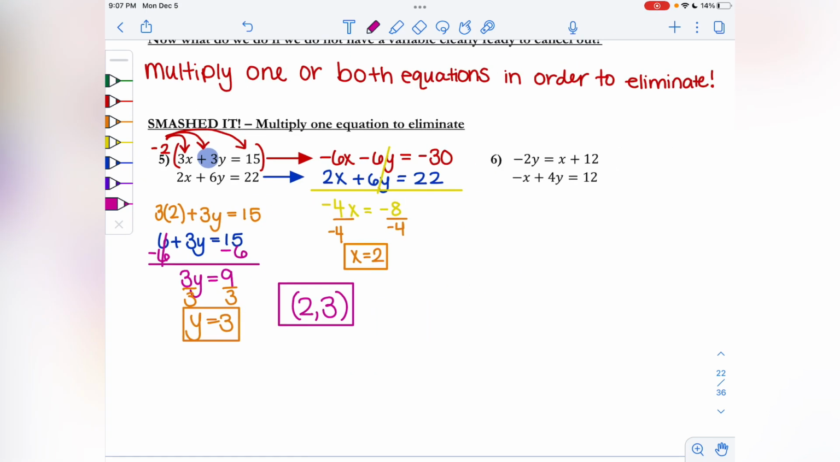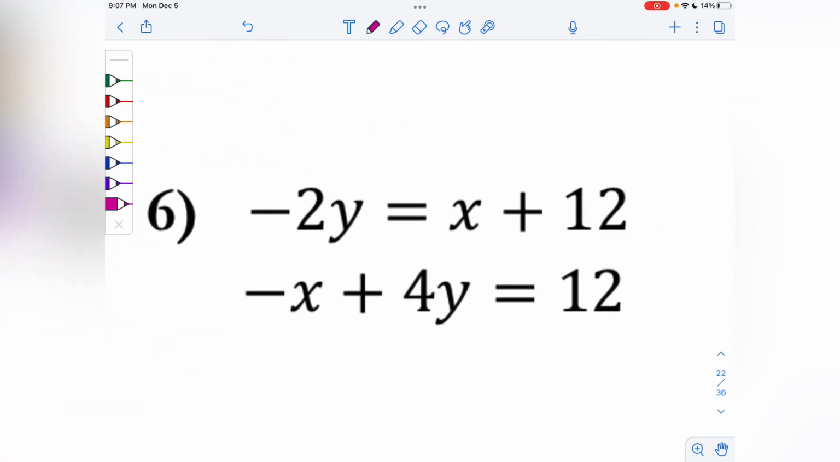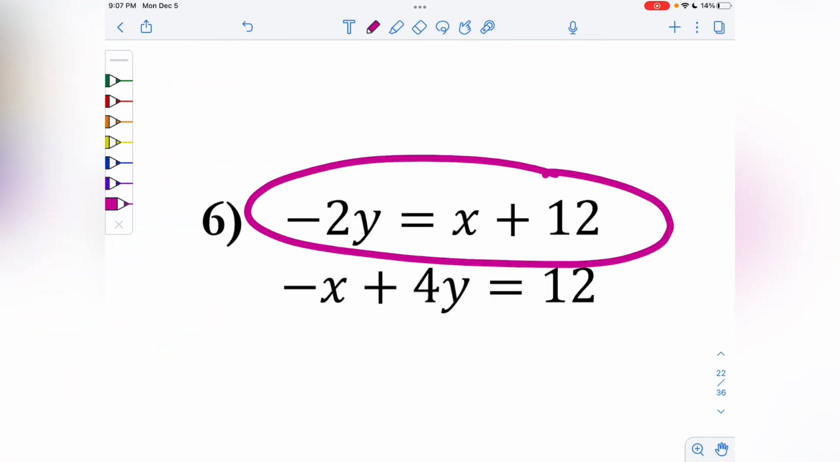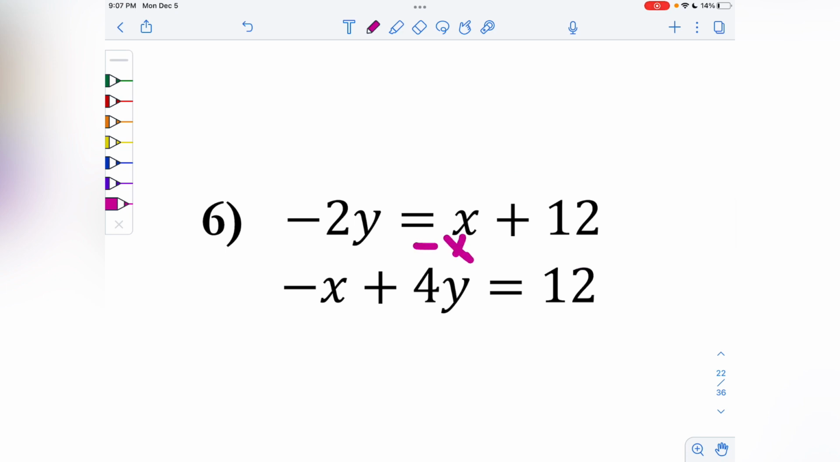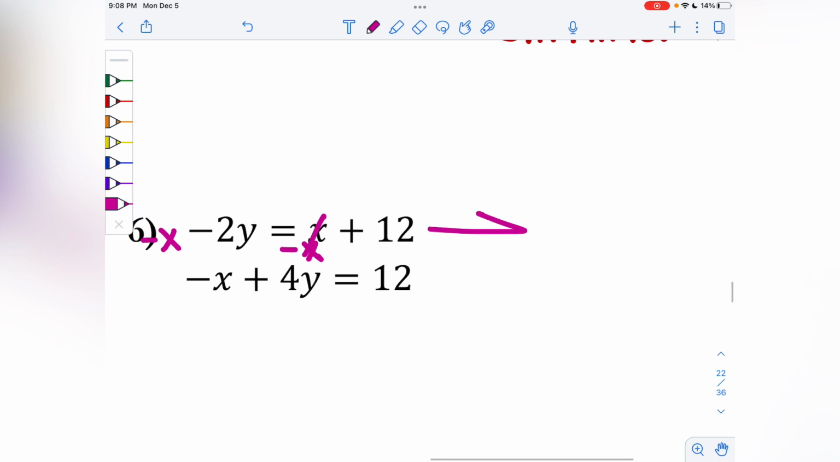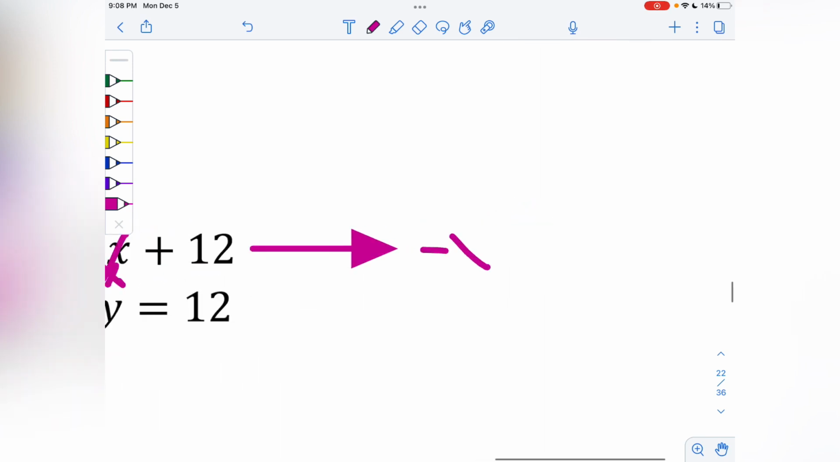All right, let's do this again. This next one is smashed it because I have to rearrange it. So let's do that first. I have to rearrange this equation because the x and the y are not on the same side. So in order to do that, I'm going to subtract the x over to the left. And that gives me negative x minus 2y equals 12.